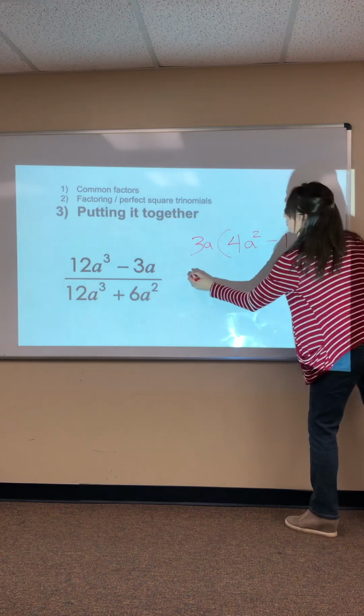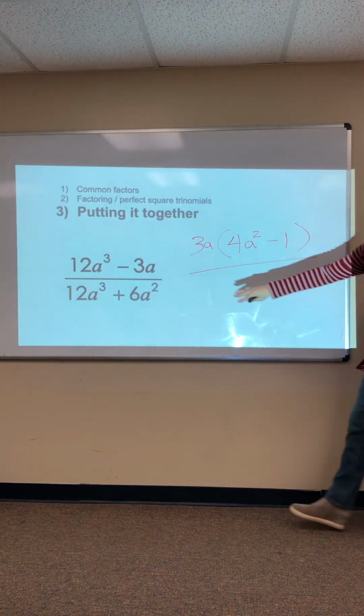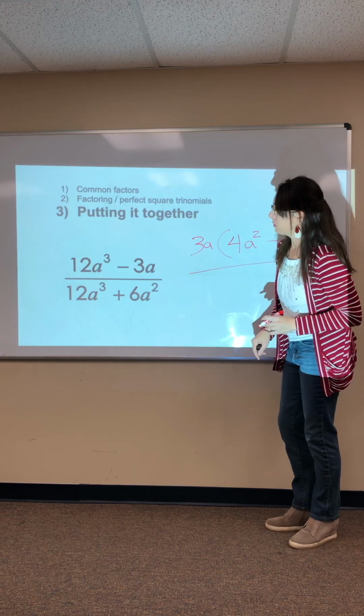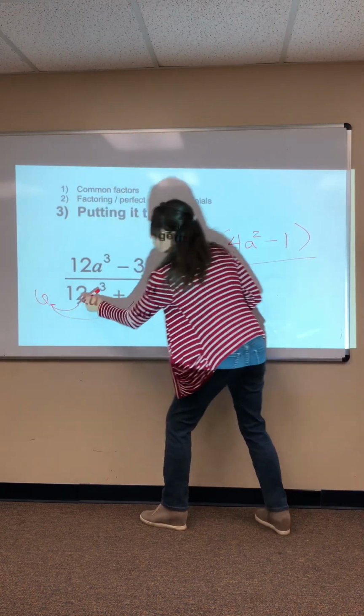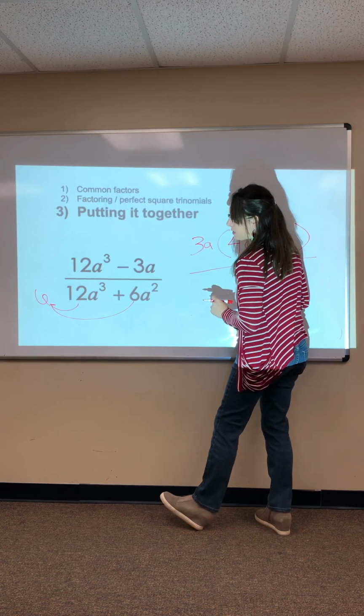So then on the bottom, do we have anything that we can pull out of these guys? Yes, 6. So we can take a 6 out. What's left in 12 if we take out a 6?